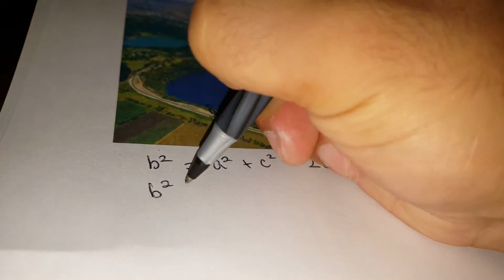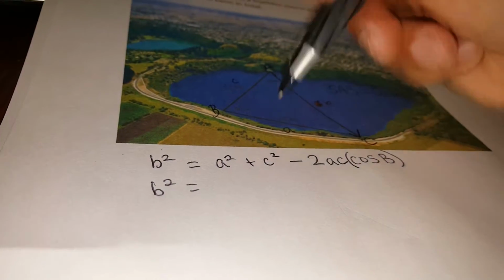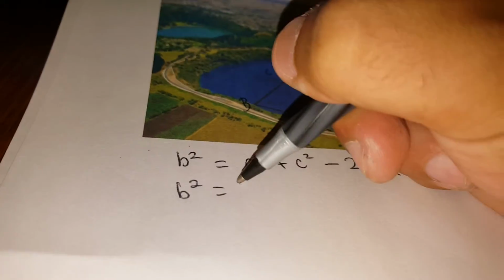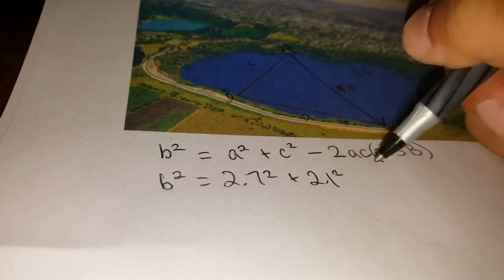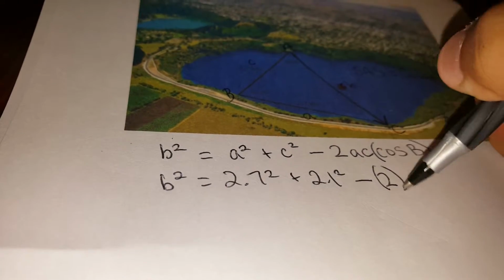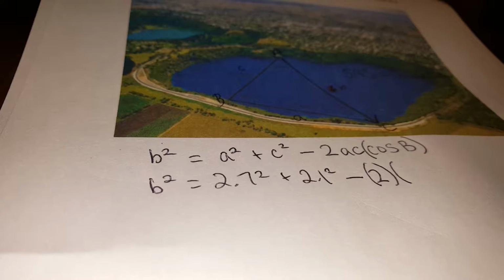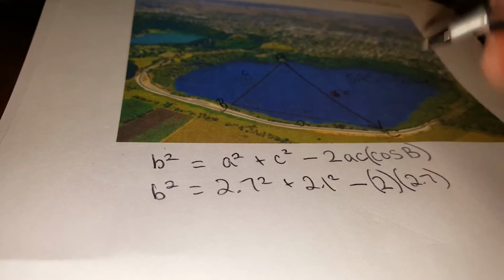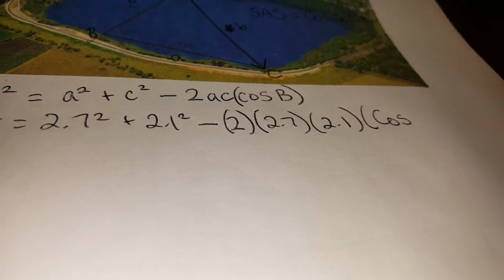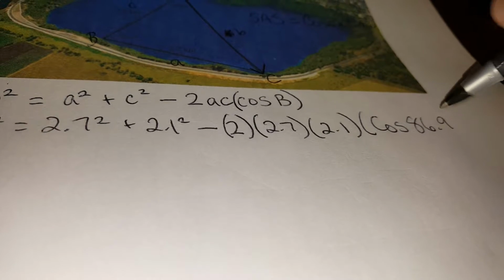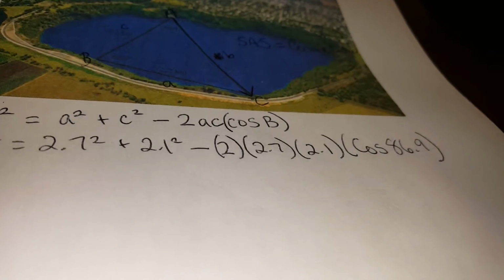So I've got b squared equals a squared, which would be, we made side a 2.7, so 2.7 squared, plus c squared, which would be 2.1 squared, minus 2, and I'm going to put that in brackets because 2, a and c are all being multiplied, so remember to use your BEDMAS correctly. So 2 times the side of a, which is 2.7, times side c, which is 2.1, times the cosine of b, which is 86.9. Now I've solved it pretty much all in one step.